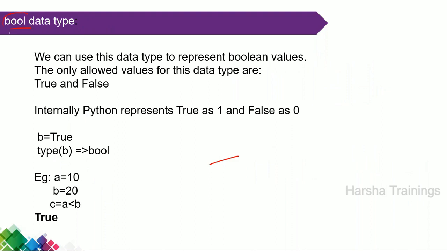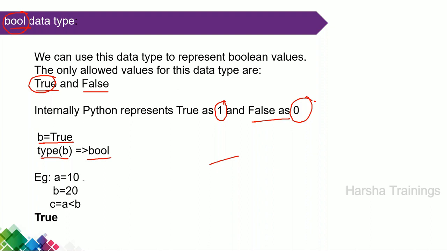Boolean data type. This is one of the additional things. It is not available in C programming. Boolean contains only two values, true and false. Generally, 1 is represented as true and 0 is represented as false. Suppose B is equal to True, what is the type of B? It is a Boolean.